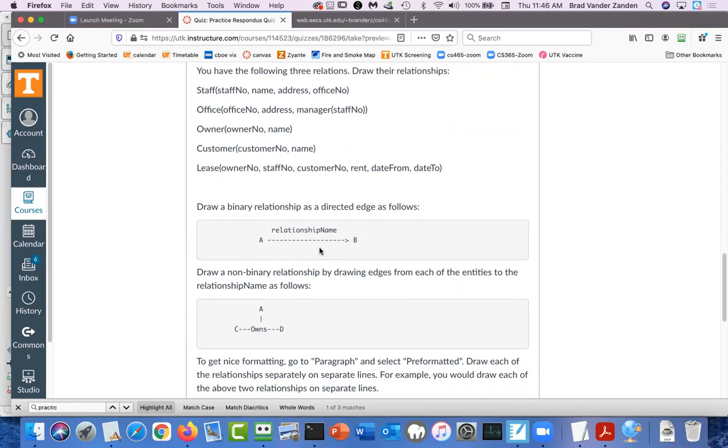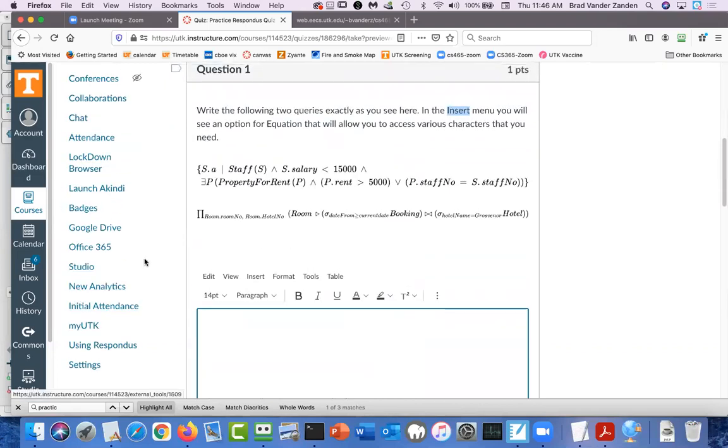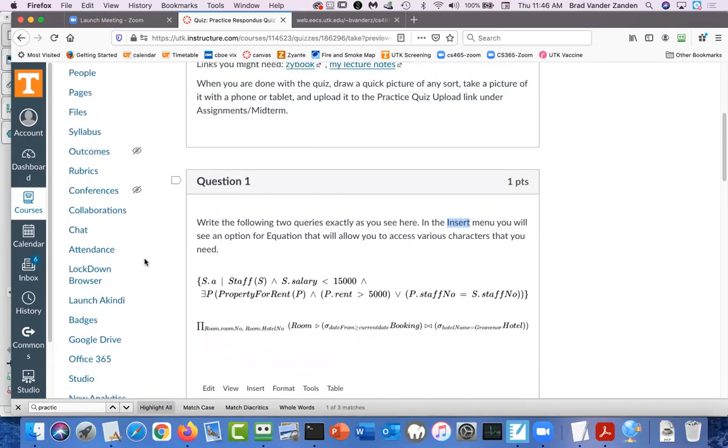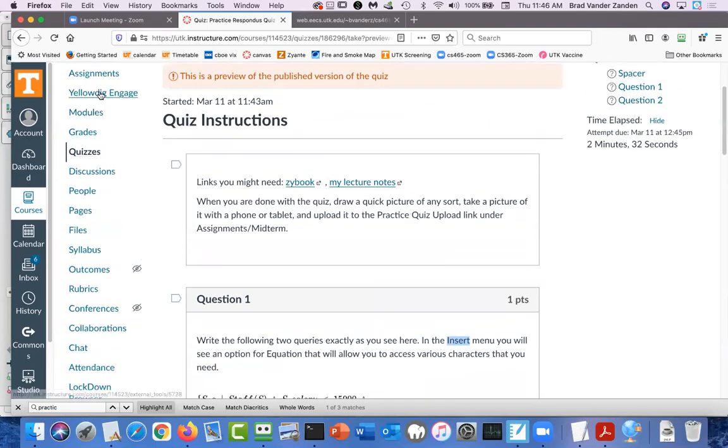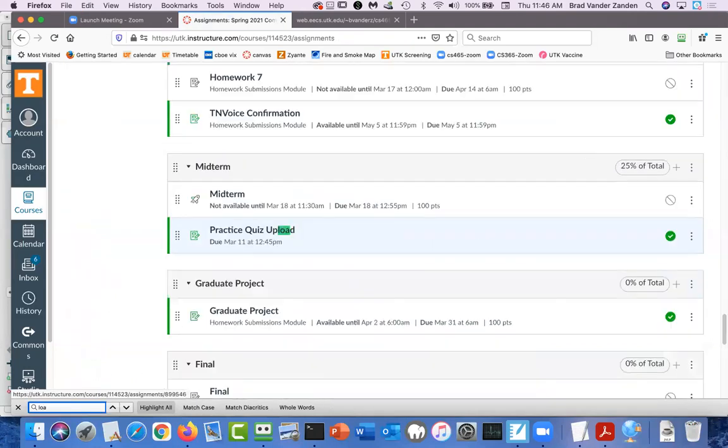The final thing is, once you're done taking the exam, you should go to assignments. The easiest thing to do is probably search for upload, and you'll see the practice quiz upload. So go to practice quiz upload and make sure that you can upload the file to Canvas. Okay, so that's the final thing that you need to do.